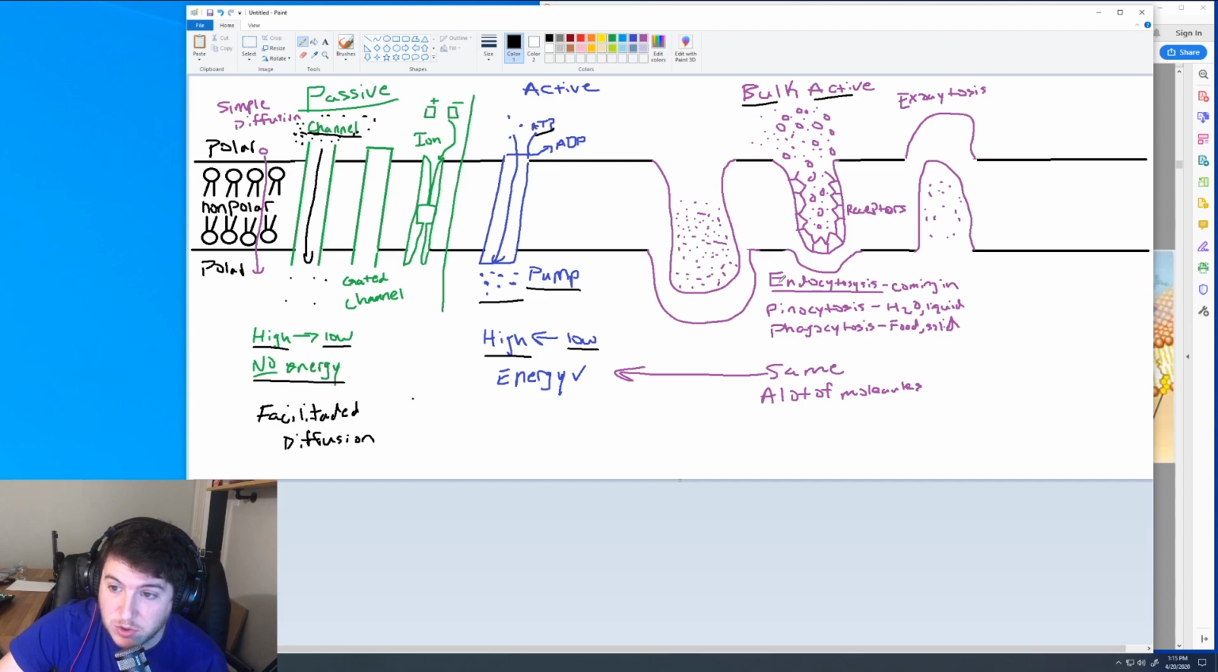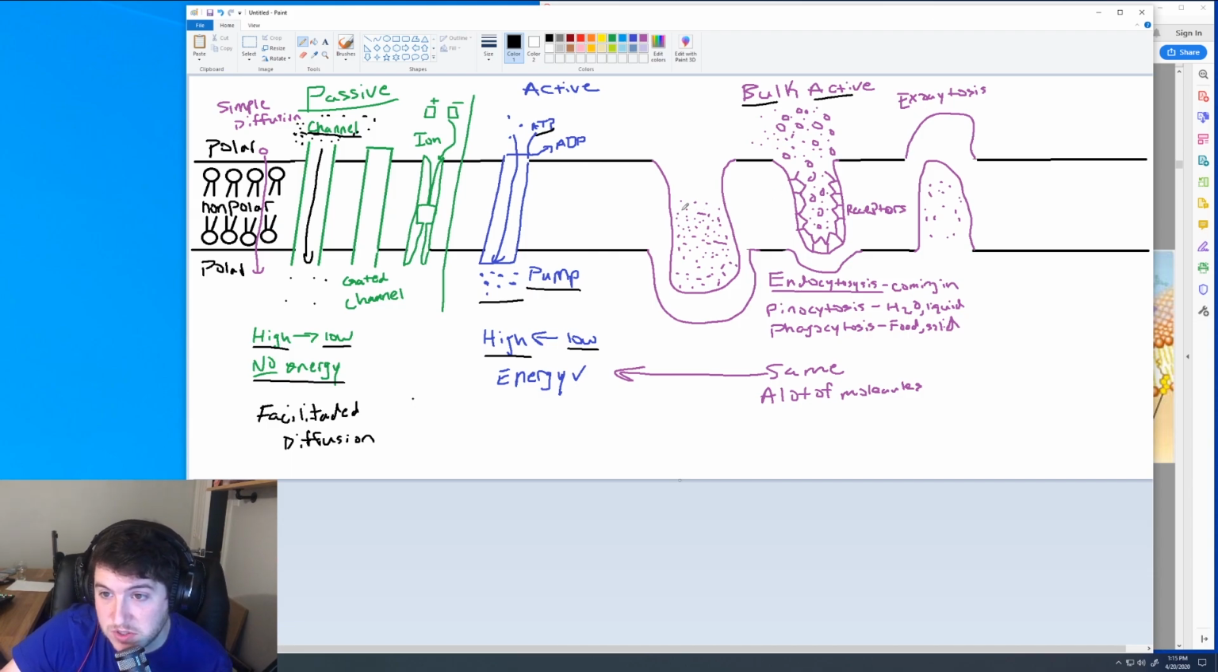We have endocytosis and we have exocytosis. Endocytosis is when you're trying to get things into the cell. In this picture, the bottom part of the screen is the inside, and the top part is the outside. So endocytosis is when you're coming into the cell. Exocytosis is when you are going out of the cell.